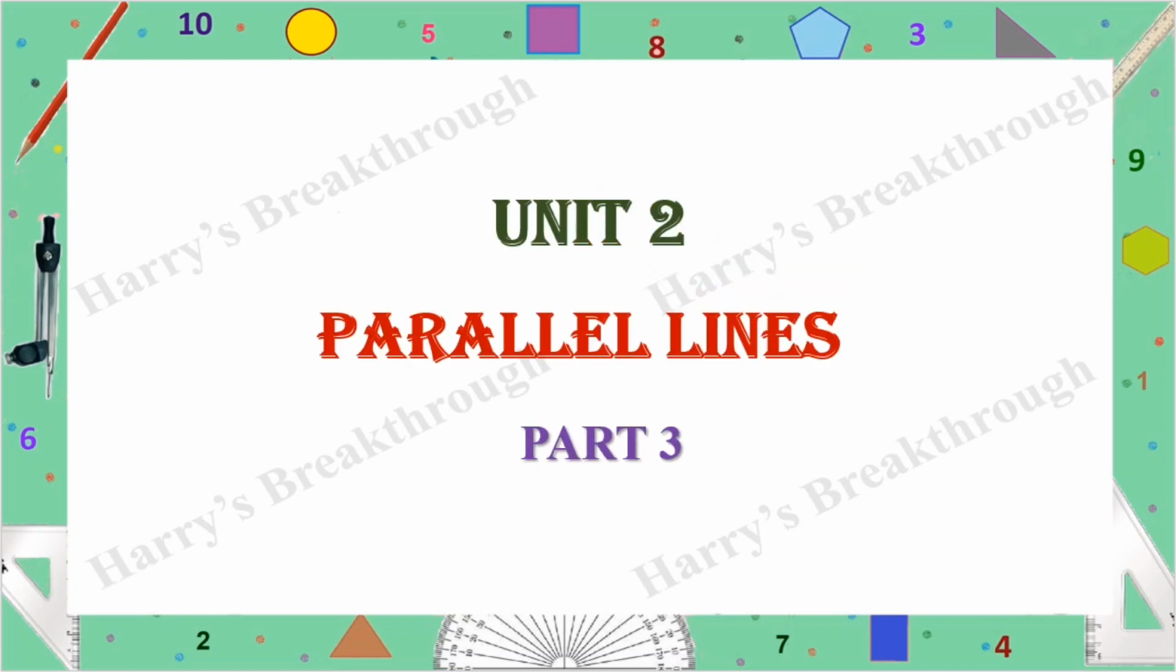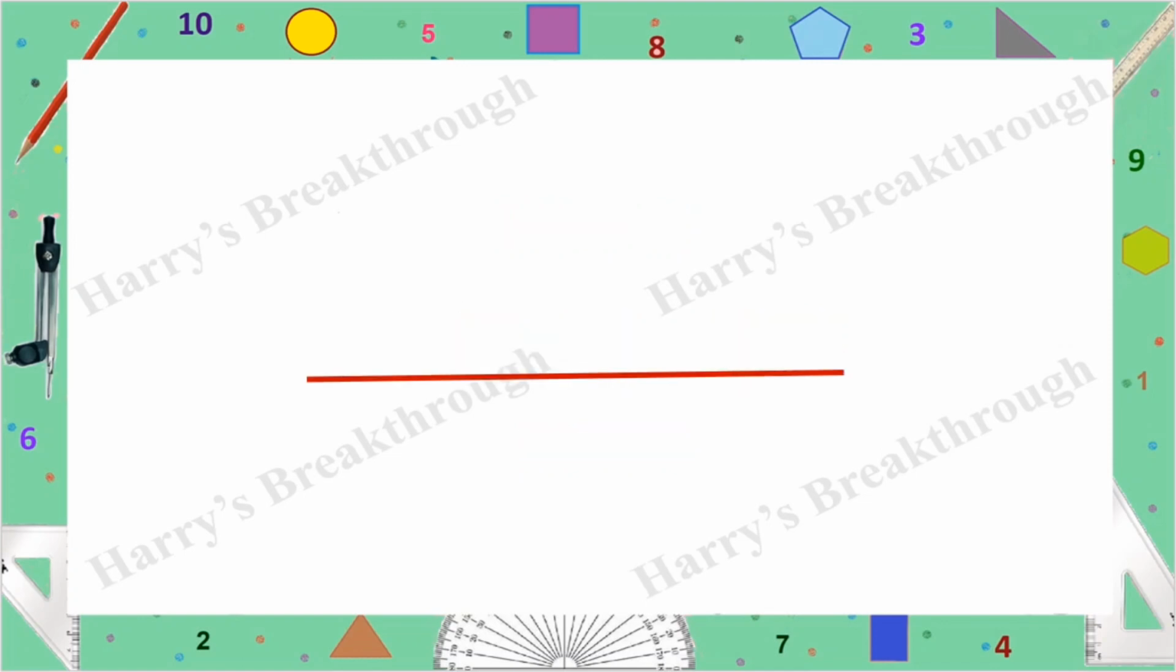In the last two classes, we were discussing parallel lines. Let's continue learning about parallel lines. Here you can see a line, and if we draw another line like this, how many angles do we get? Can you count? 1, 2, 3 and 4. There are 4 angles. That is, when two lines cut across each other, we get 4 angles.